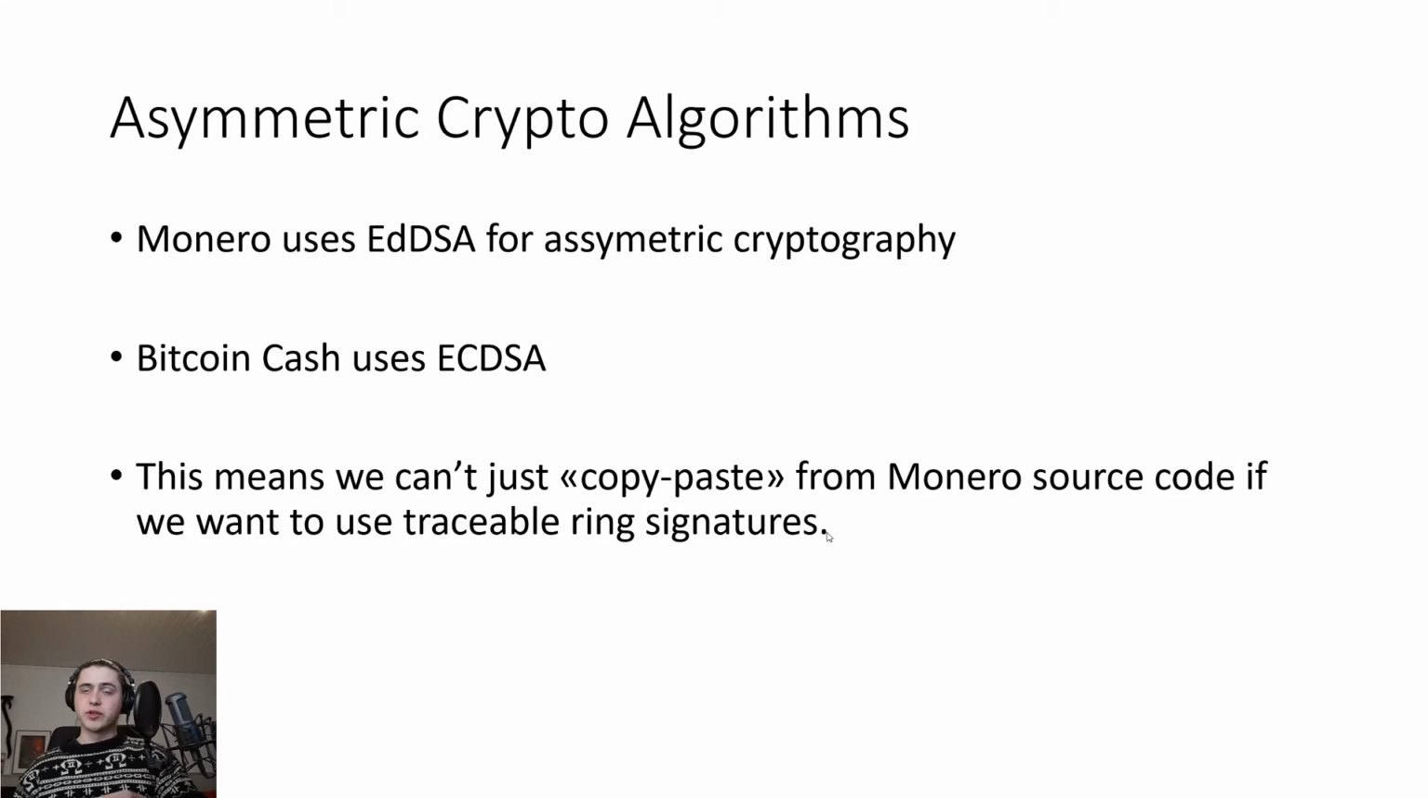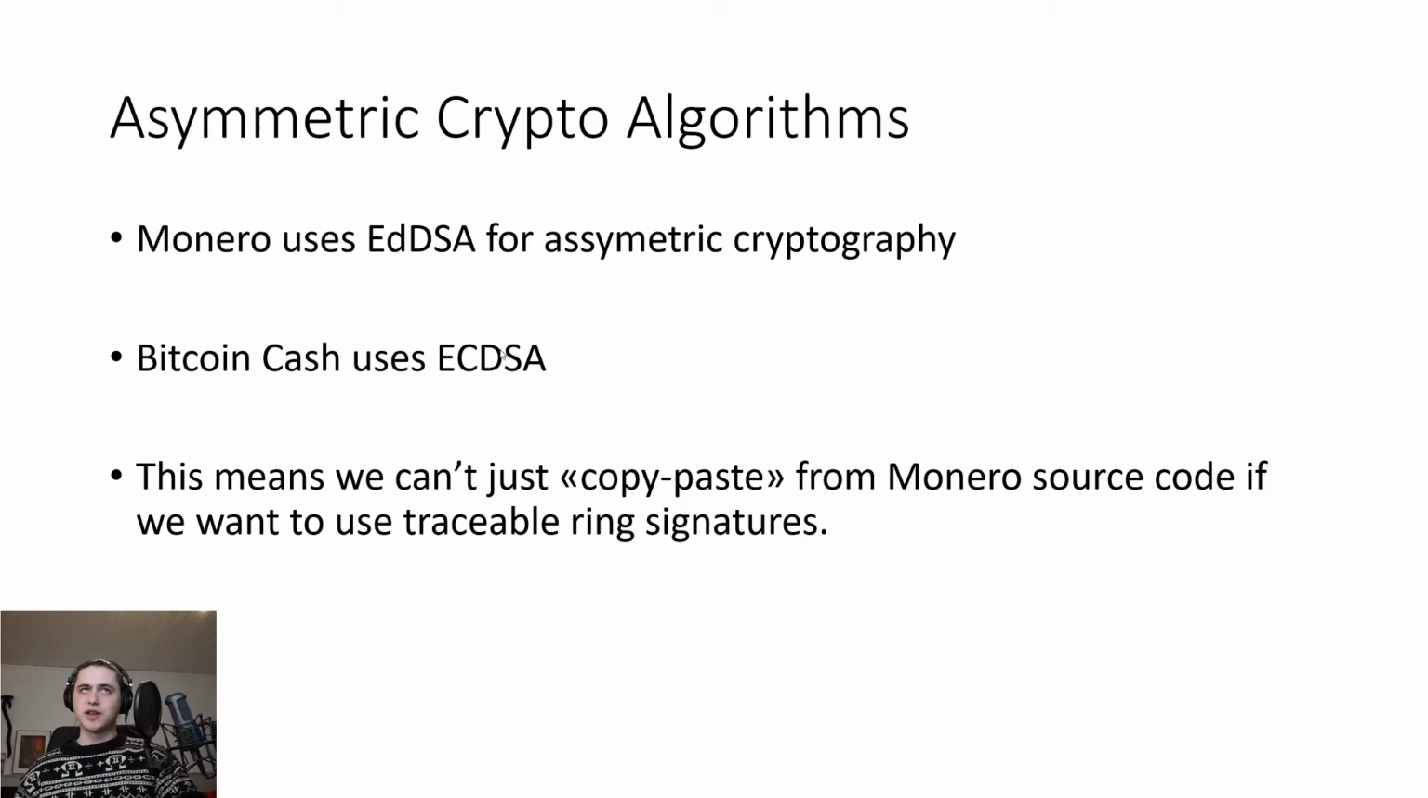And something worth noting here is Monero is using traceable ring signatures. So this could, in theory, be a very good source for copying code. The only issue with this is that Monero uses something called ED-DSA for asymmetric cryptography, whilst Bitcoin Cash uses something called EC-DSA, as far as I know. And these are slightly different, so you probably need to adapt the cryptography to that.